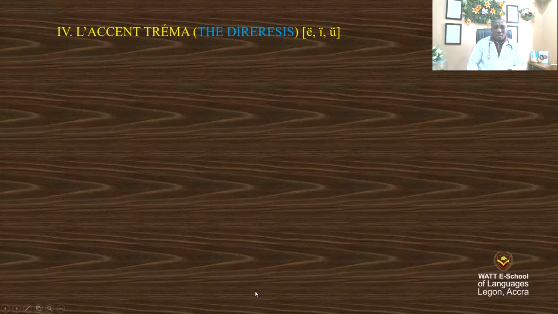This is the end of the lesson on accent circonflexe. In our next lesson, we will have a look at the accent tréma, the 2 dots on the E, I, and U.